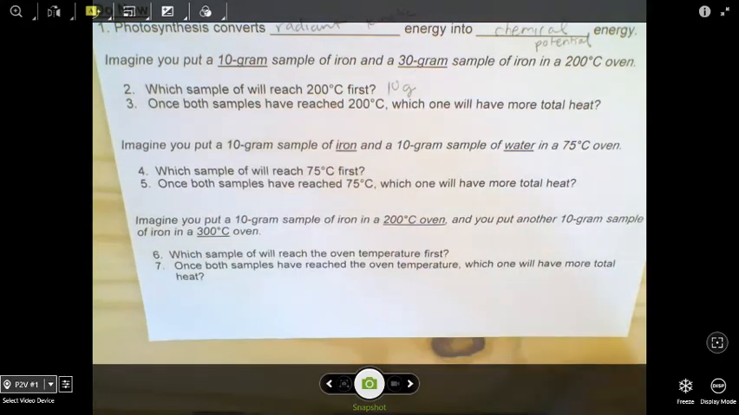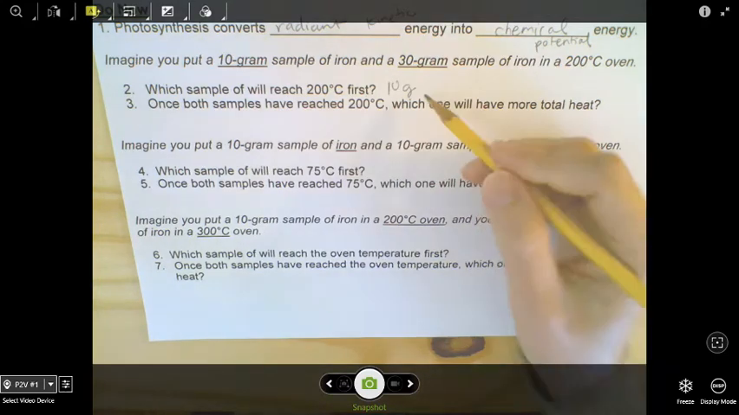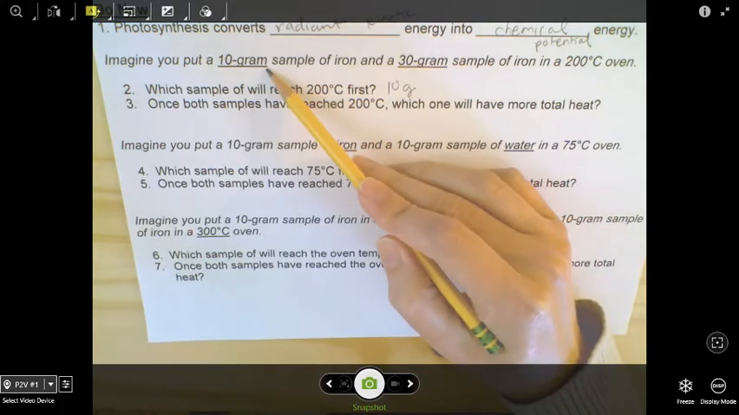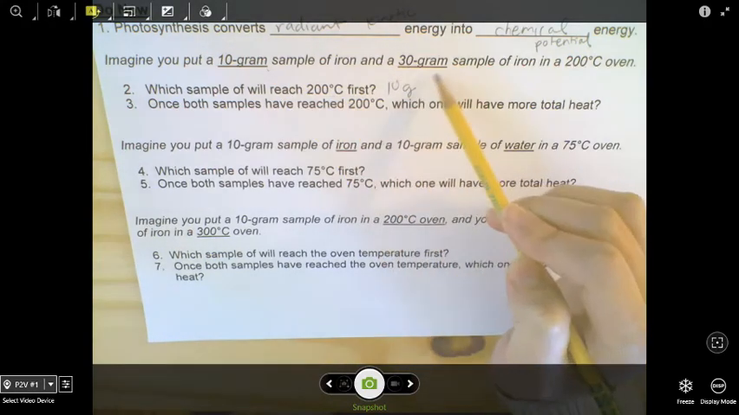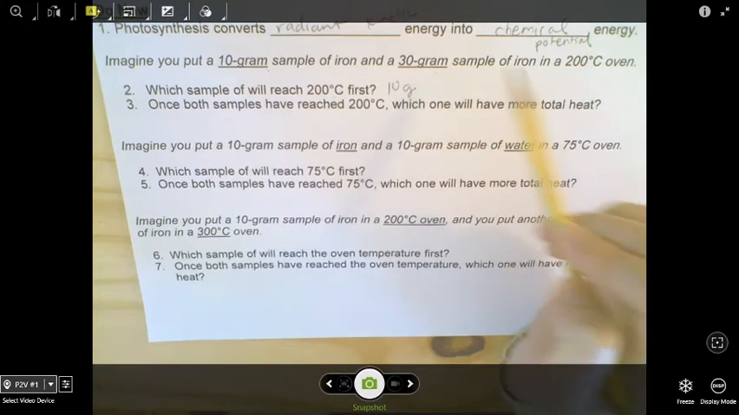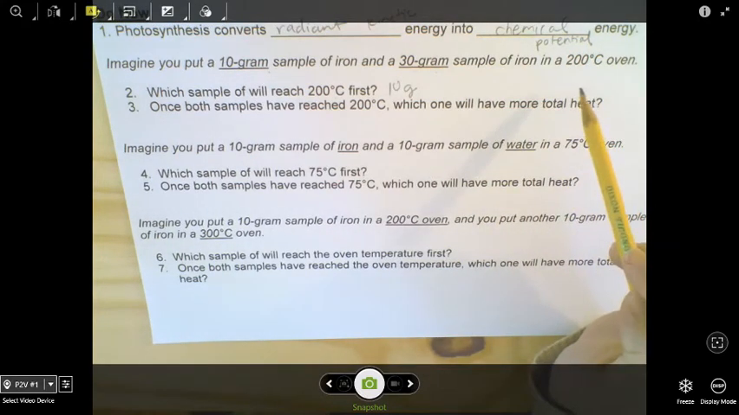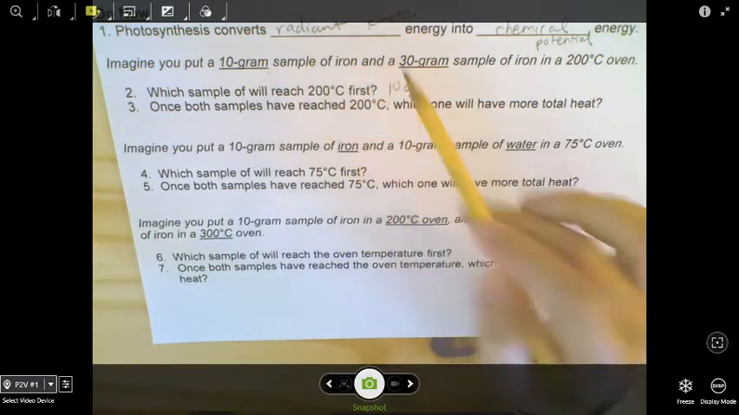Just because it's smaller, it's going to be able to get there first because it basically needs to absorb less heat from the surroundings to get to that temperature. Whereas because this has more particles in it, it's going to need longer to absorb more heat from the surroundings. It will get there eventually, it just won't get there as fast as this one.